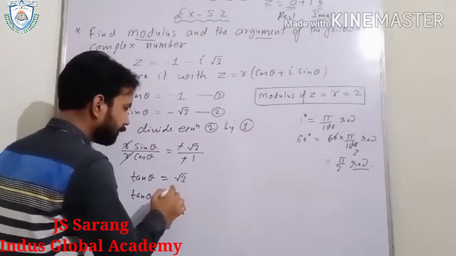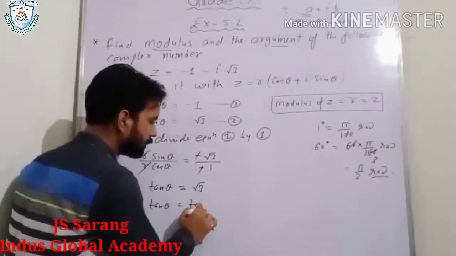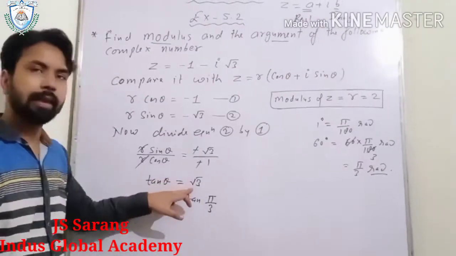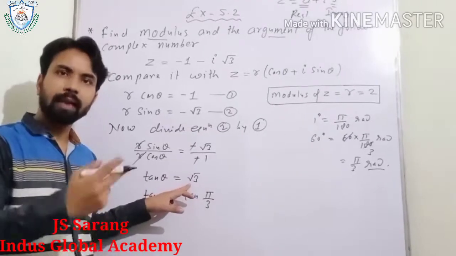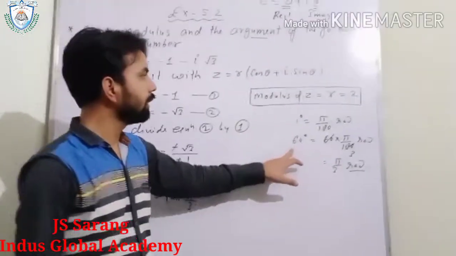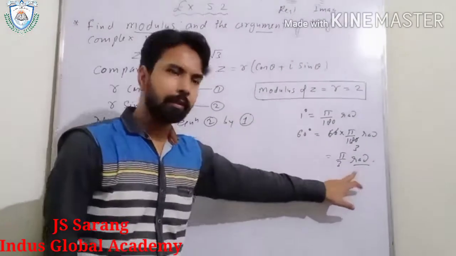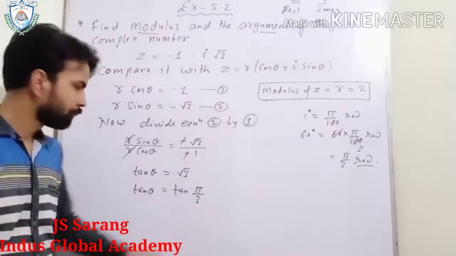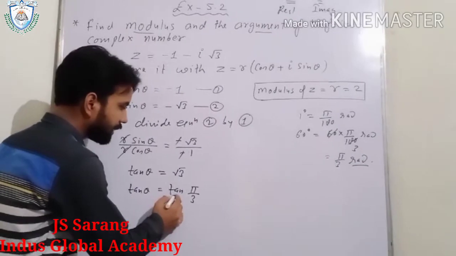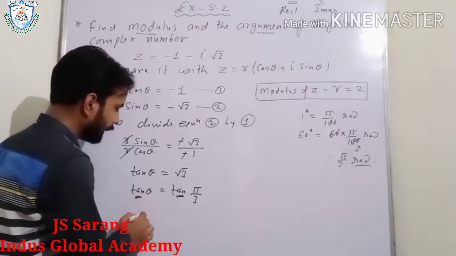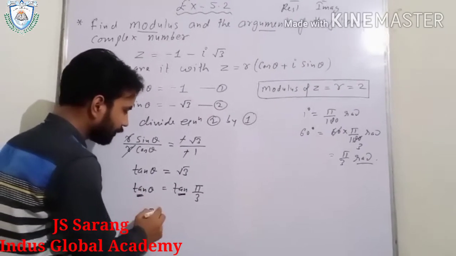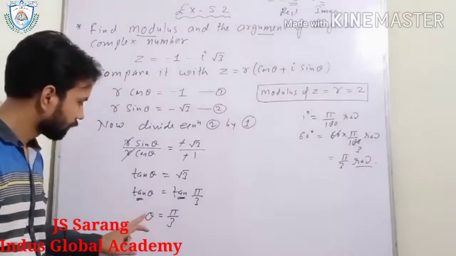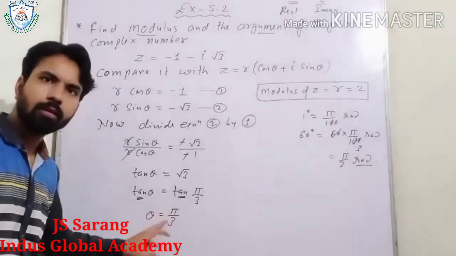So tan theta is equal to this root 3, which can be written as tan pi by 3, because root 3 is the value of tan 60 degree and 60 degree can be written as pi by 3 radian. Understood? So by left cancellation law, this tan and this tan can be removed. Then the value of theta will be pi upon 3.